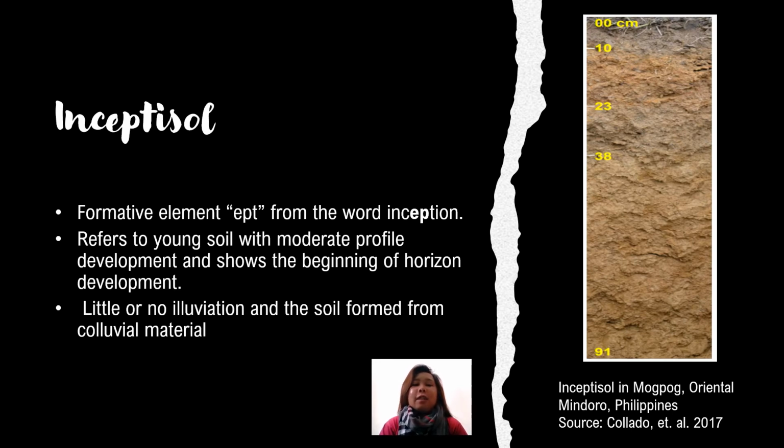So, an example of an inceptisol is in this figure. This one is an inceptisol found in Mogpog, Oriental Mindoro. As you can see, it shows the beginning of horizon development. And as for the difference between entisol and inceptisol, you can clearly see the margins between the A and the C horizon, or whatever horizon is present.